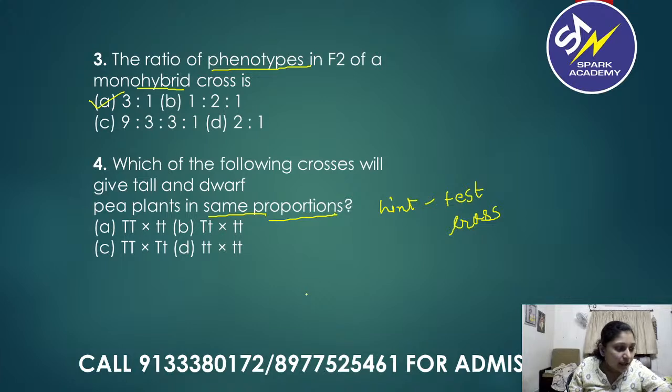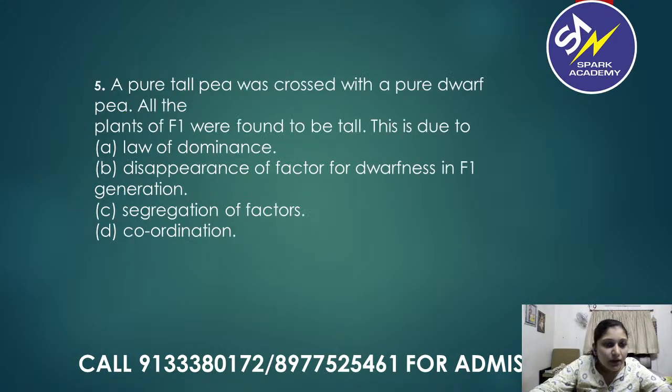Marshat and all others, whoever has given 4A as the answer, that is not test cross. In this case, we are getting the same proportion. So the correct answer is 4B. 4B is the correct answer. Next.